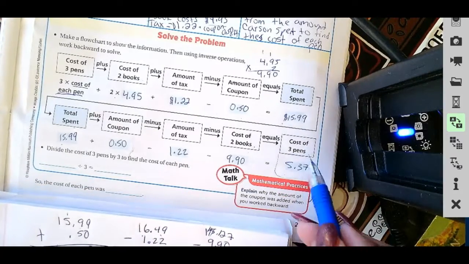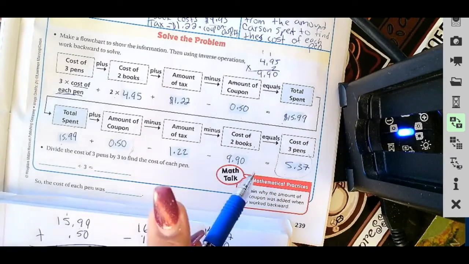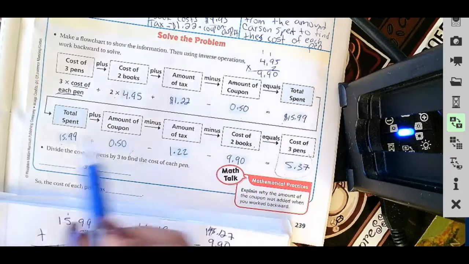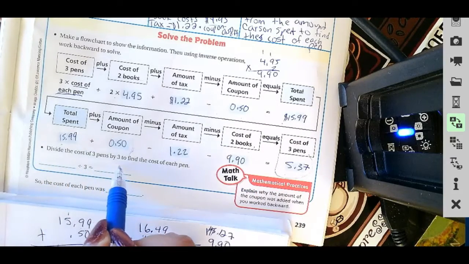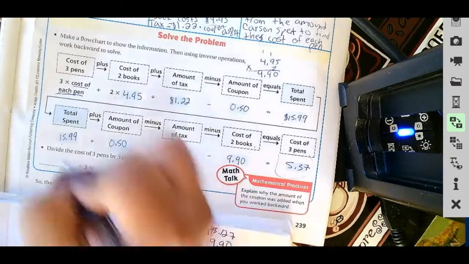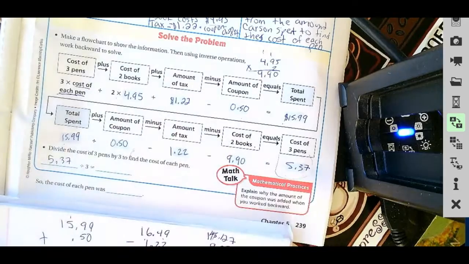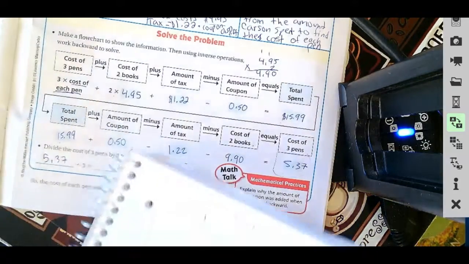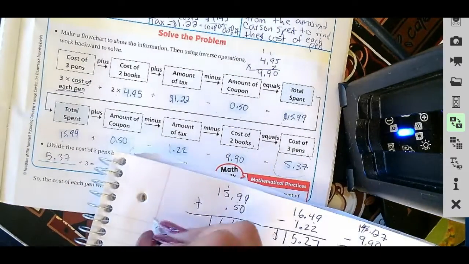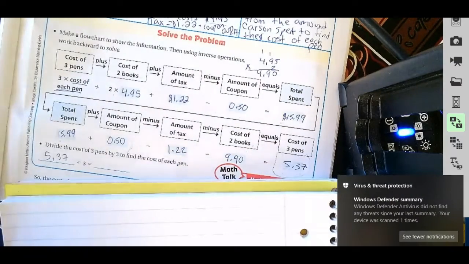Okay, so if I already know the cost of the 3 pens, but I want to know the cost of 1 pen, what is it that I'm going to do? Going to divide the cost of the 3 pens by 3 to find the cost of each pen. So $5.37 divided by 3. So now we're going to divide, and we're doing all of this by hand because we already learned how to divide.